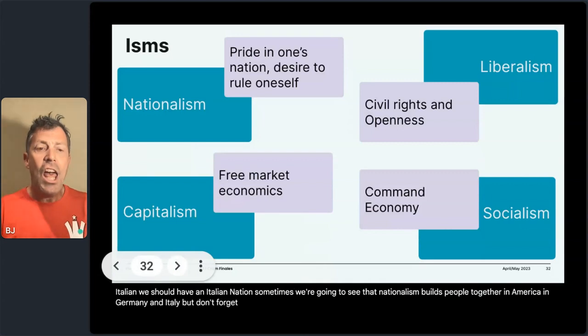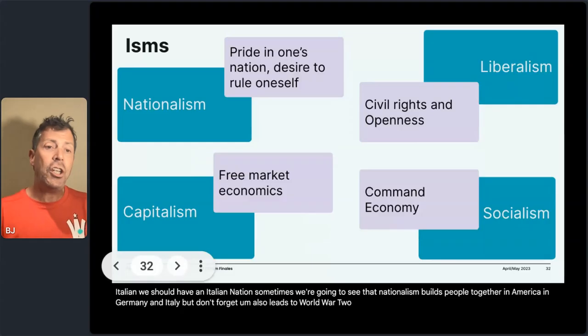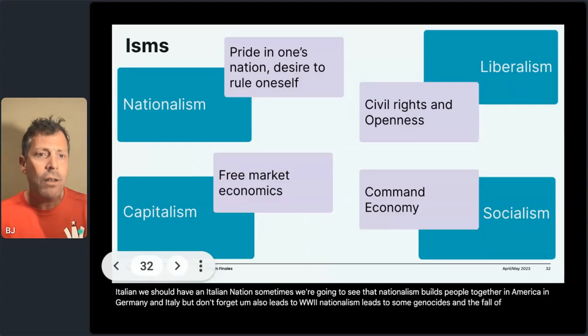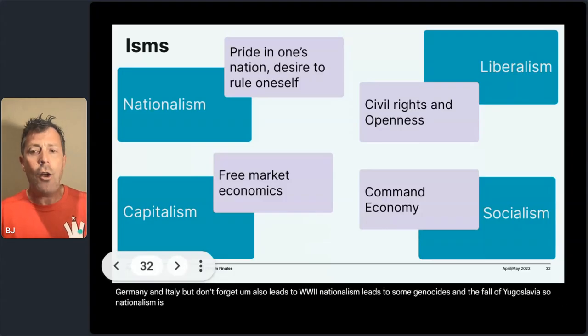But don't forget, nationalism also leads to World War II. Nationalism leads to some genocides in the fall of Yugoslavia. So nationalism is not always a beautiful thing.